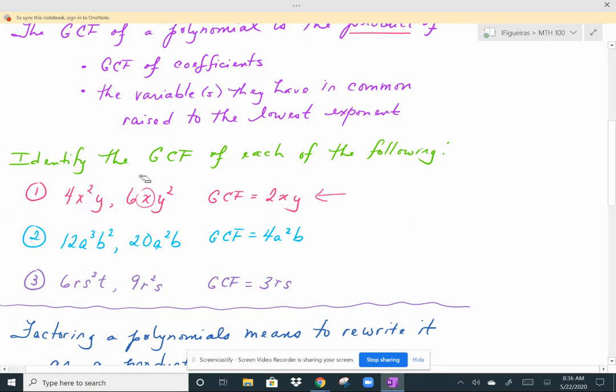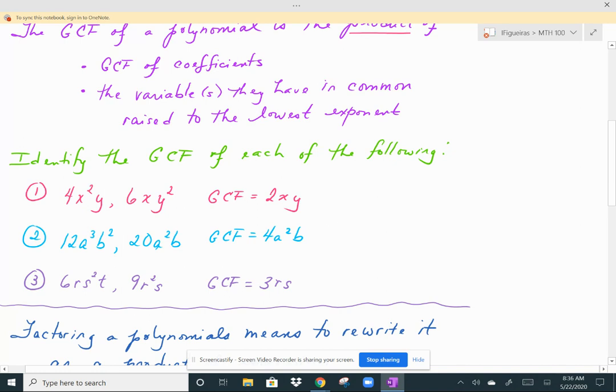All right, let's move on to another example. So here I have 12a cubed b to the second, and 20a squared b. All right, so my GCF, the greatest common factor for 12 and 20 is 4. They have a's in common. The a raised to the lowest exponent is a squared. They also have b in common. Raised to the lowest exponent is just b. So your GCF is 4a squared b.